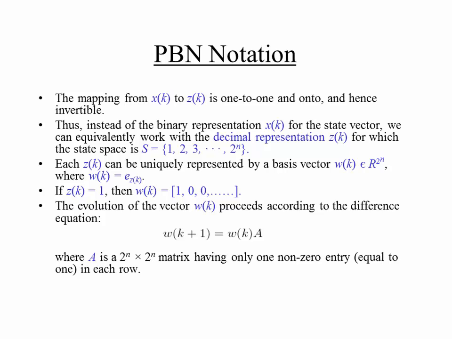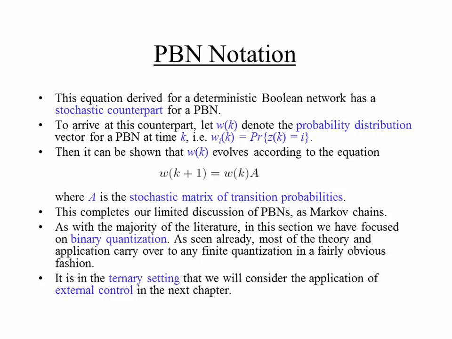And so this is going to be the occupation probability vector at time k plus 1. And then this matrix is going to be what is called a stochastic matrix of transition probabilities, with every row summing up to 1. So this equation that we derived for a deterministic Boolean network has a stochastic counterpart for a PBN. To arrive at the counterpart, let Wk denote the probability distribution vector, or the occupation probability vector, for a PBN at time k. That is, Wik is the probability that at time k z is equal to i. Then it can be shown that Wk evolves according to this equation: Wk plus 1 equals Wk times the matrix A, where A is the stochastic matrix of transition probabilities.